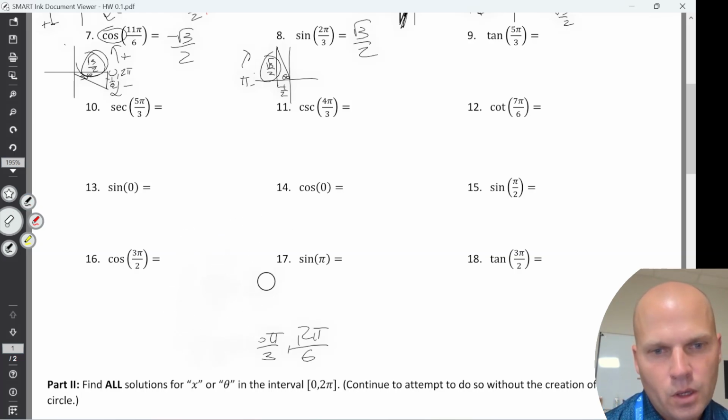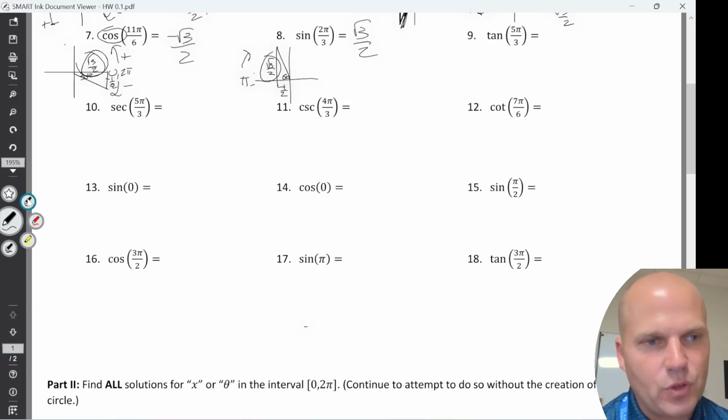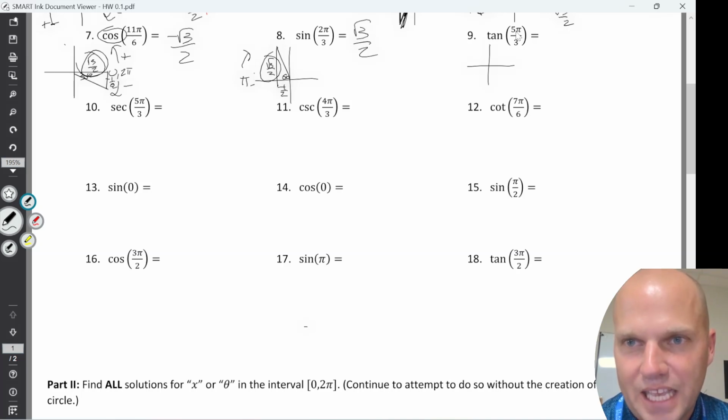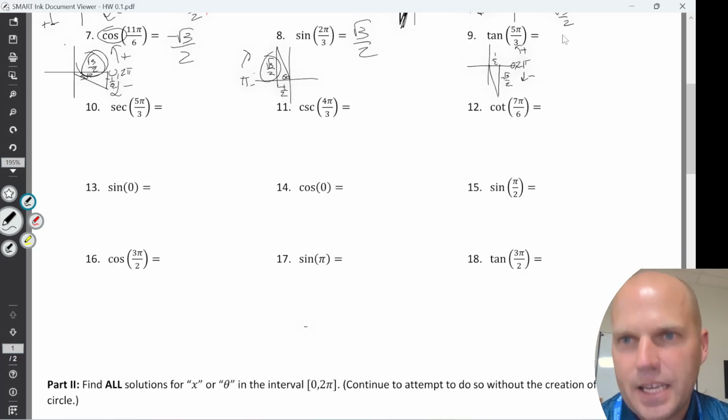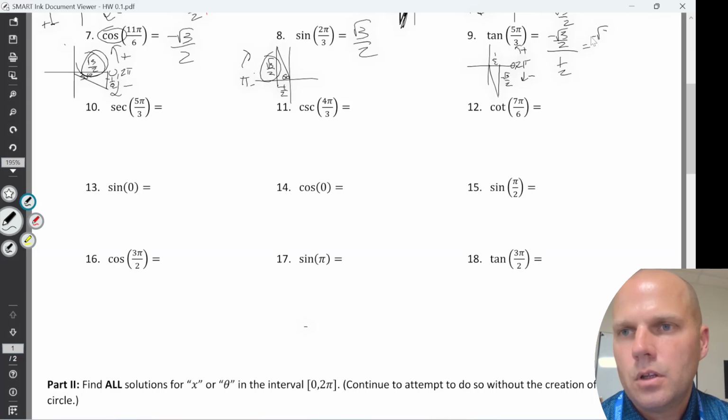So, the tangent of 5 pi over 3. Let's start with where is 5 pi over 3? It's 1 pi over 3 less than 6 pi over 3. 6 pi over 3 is all the way over here at 2 pi. Subtract 60 degrees. Be exaggerated. Know that this has to be the short side, this has to be the long side. Tangent, opposite, always vertical. Adjacent, always horizontal. Negative root 3.